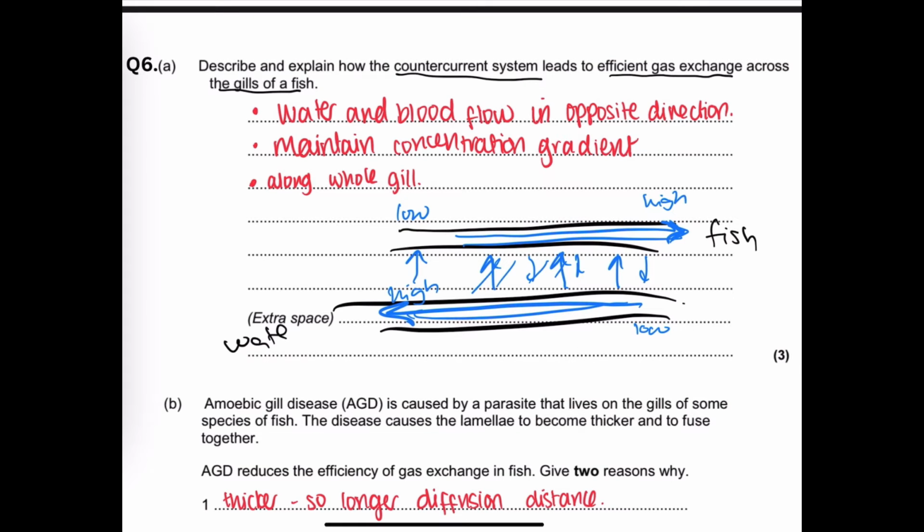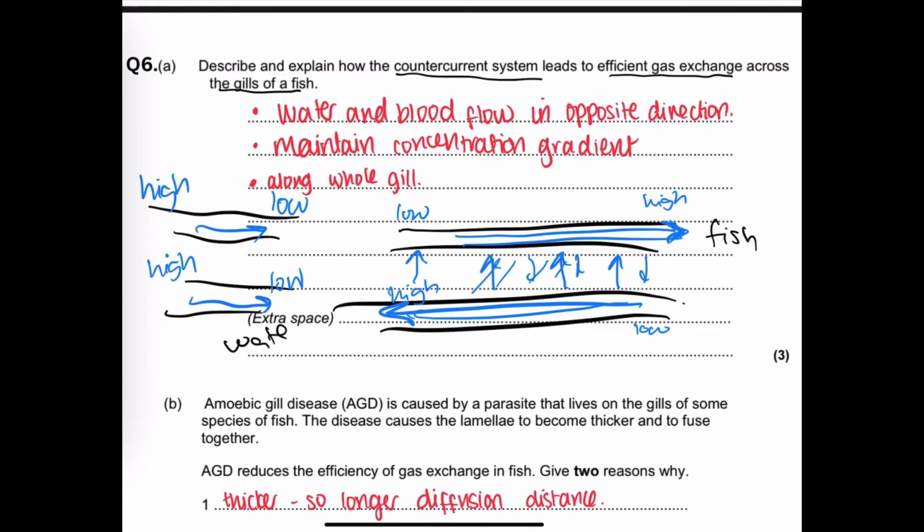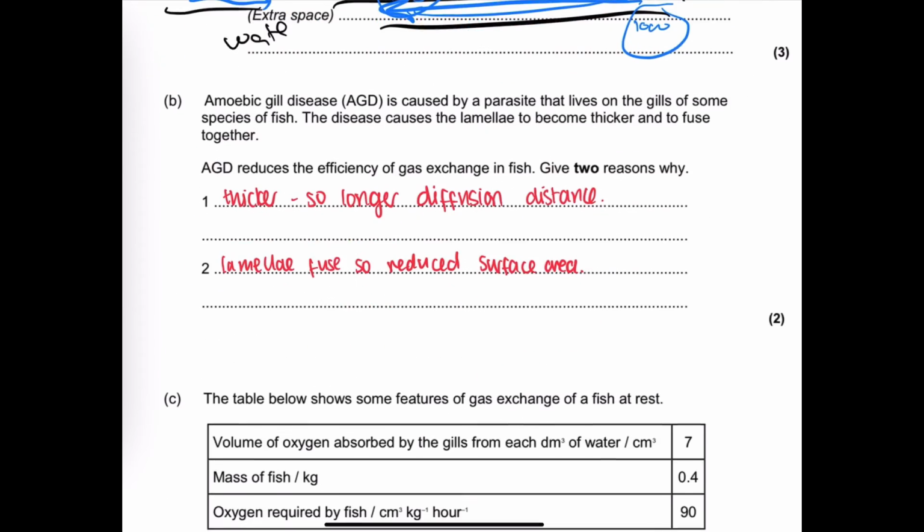Let's say in comparison, if they were both going the same direction, like over here, there will be high concentration in both, and still low concentration in both, which means after a while, their concentrations will be the exact same, so there's no more movement and gas exchange between them, which of course is inefficient because they want to get as many resources as possible. So having different concentrations at different points is the reason why gas exchange is so efficient. And this happens across the whole gill, not just parts of it.